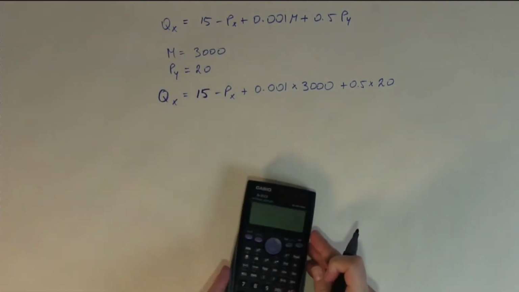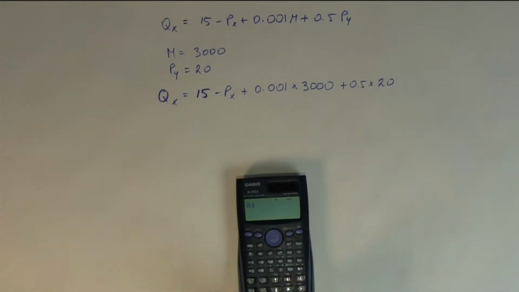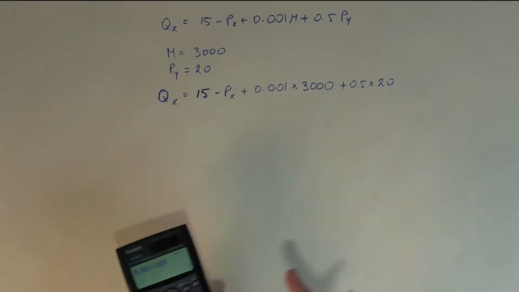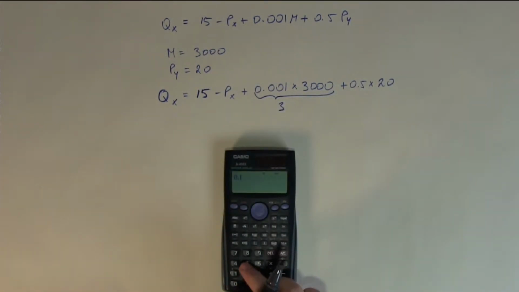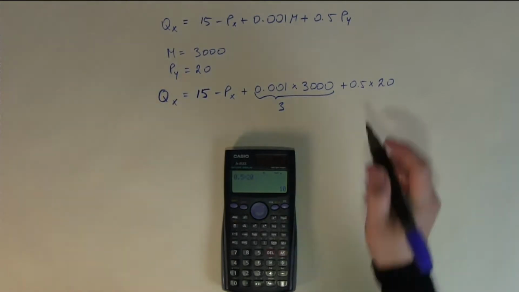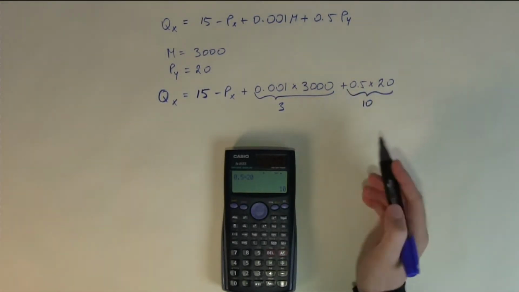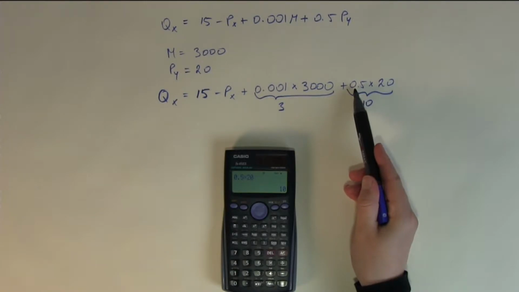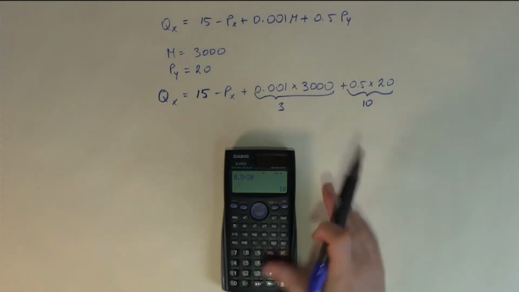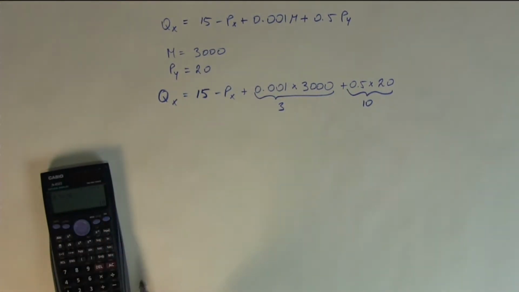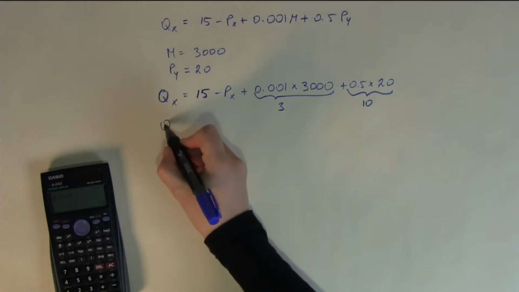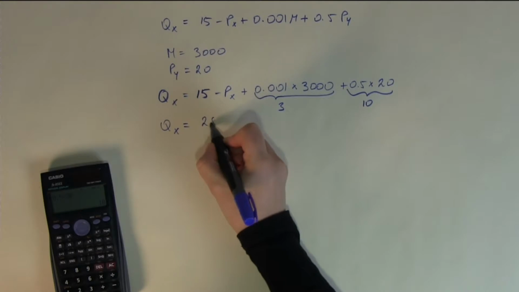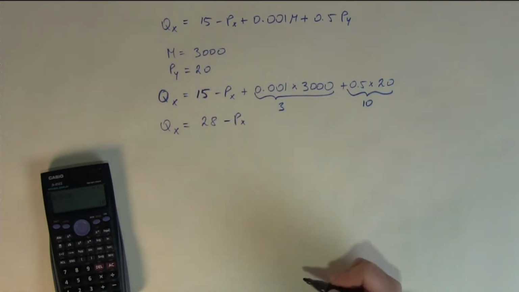So pick out the scientific calculator again. You've got 0.001 times the 3,000. That's going to give you positive 3. And 0.5 times 20 is going to give us 10. Well, we could have calculated it because we know that 0.5 is half and half of 20 is 10. But how many numbers do we have altogether now? 15 plus 3 plus 10. So that's altogether 28. So Qx equals 28 minus Px.